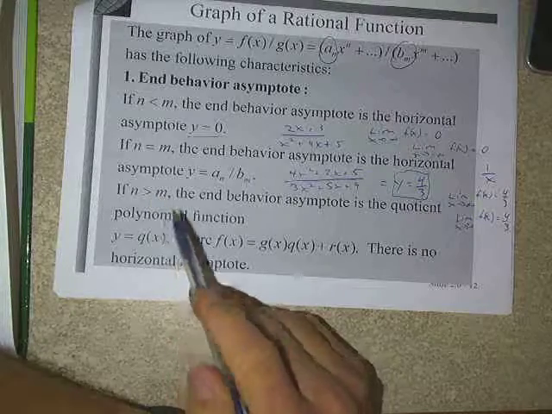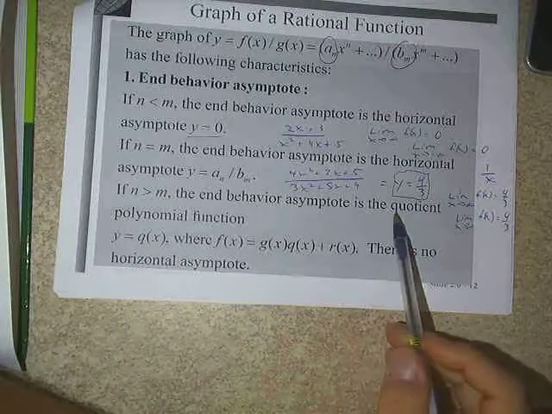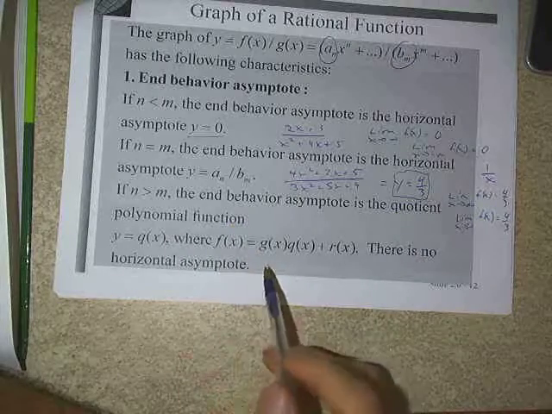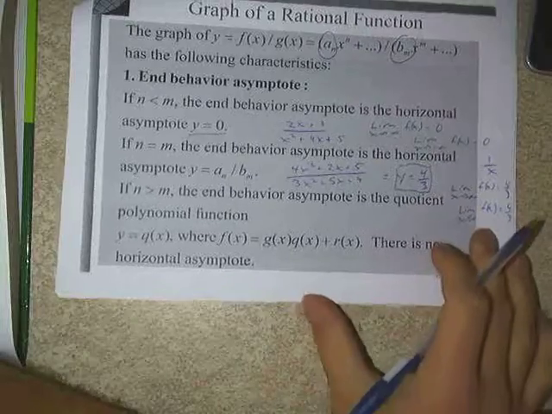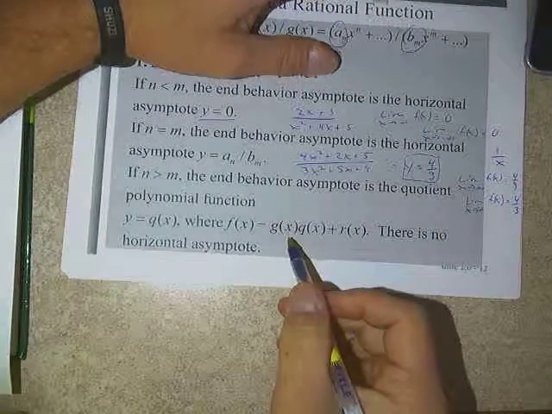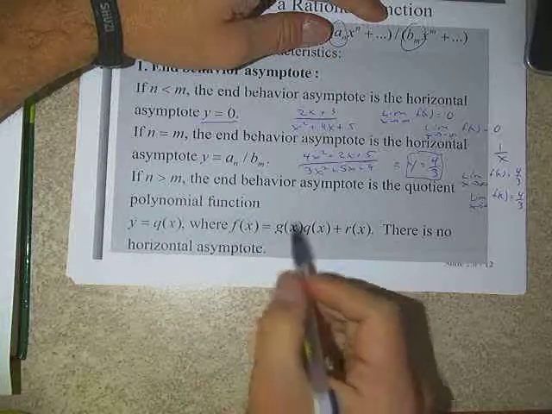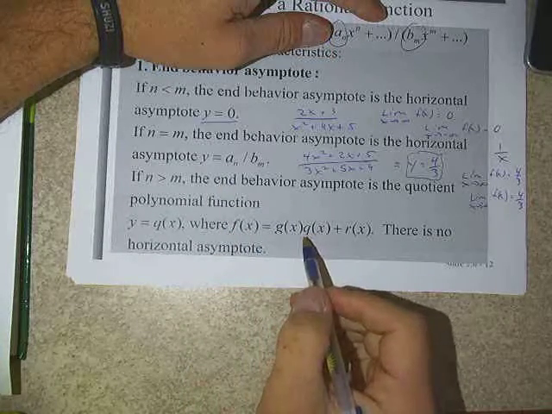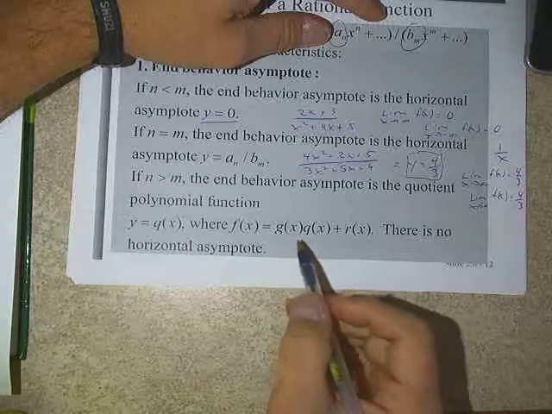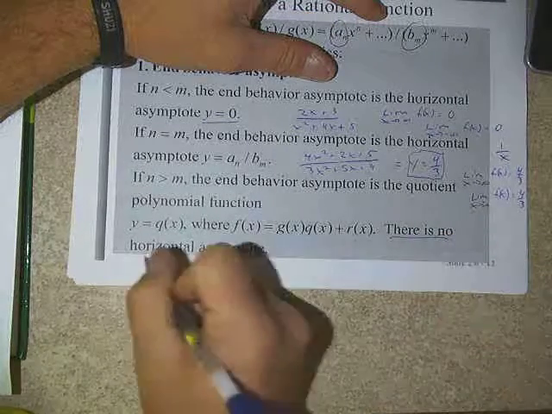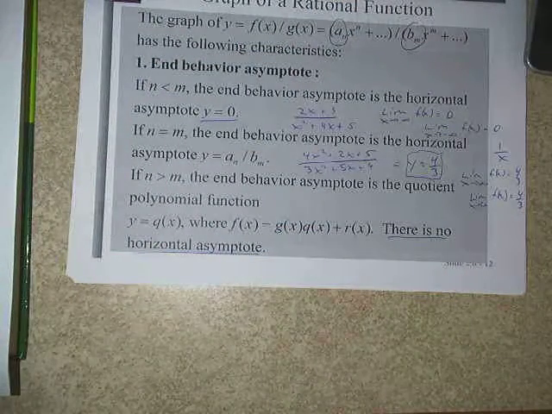Now, ultimately, the most difficult situation to deal with is where we have n greater than m. Okay? If the top degree is higher than the bottom degree, then the end behavior asymptote is the quotient polynomial function when we do the division. Okay? We'll do some examples of those in a minute, but ultimately we're going to divide them, and whatever the quotient is, that's how the function is going to behave at infinity.